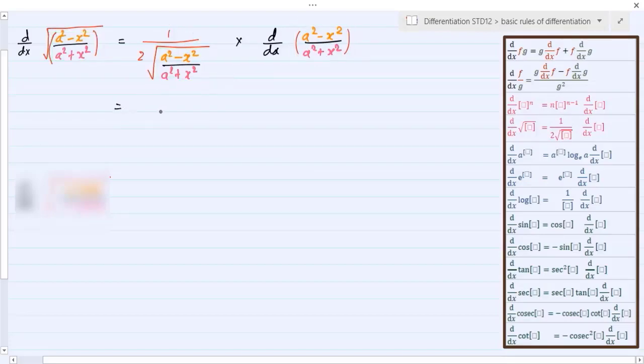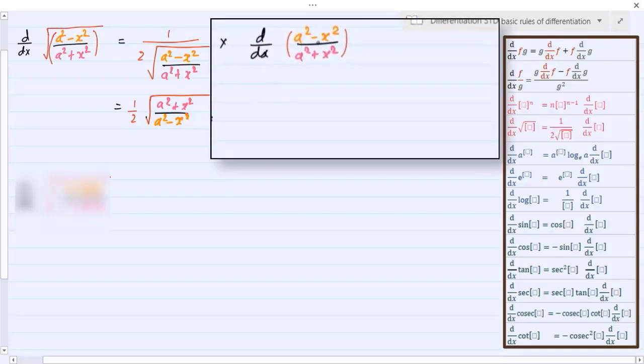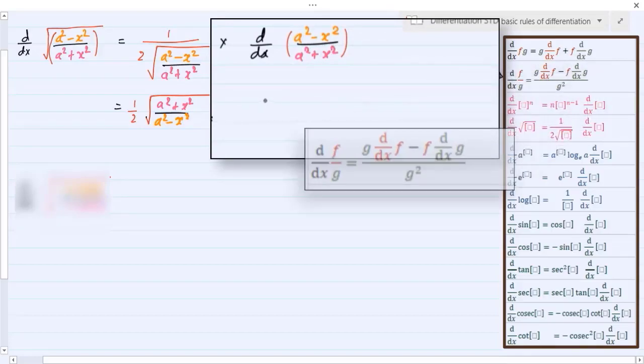Now we just have to simplify our first term, and it will be 1 by 2 as it is, under root of a square plus x square upon a square minus x square. Okay, now let's focus on differentiation of a square minus x square upon a square plus x square, and for that we are going to use the division rule.